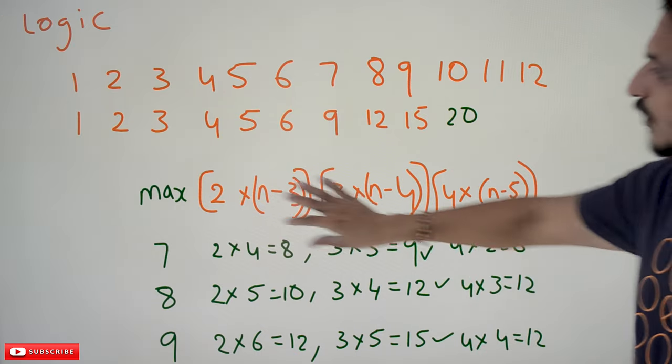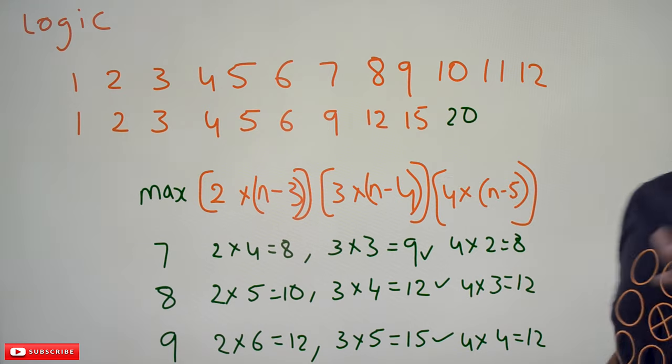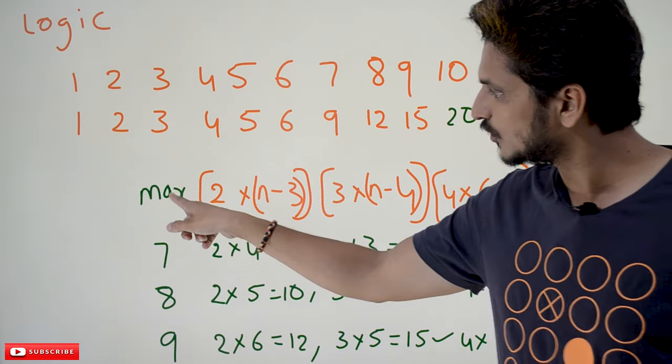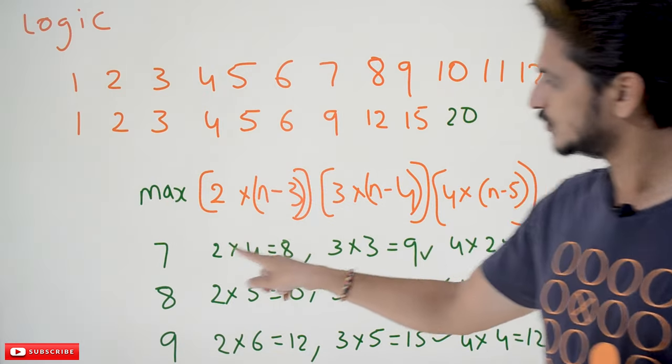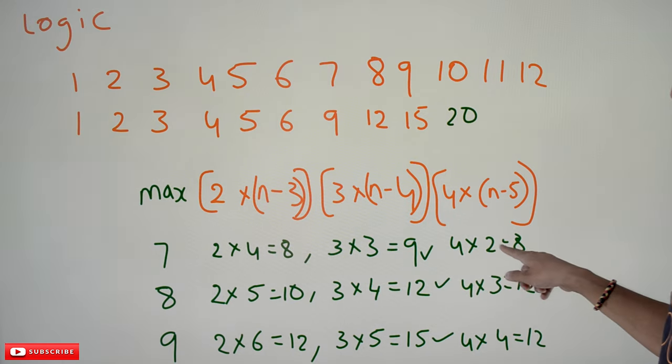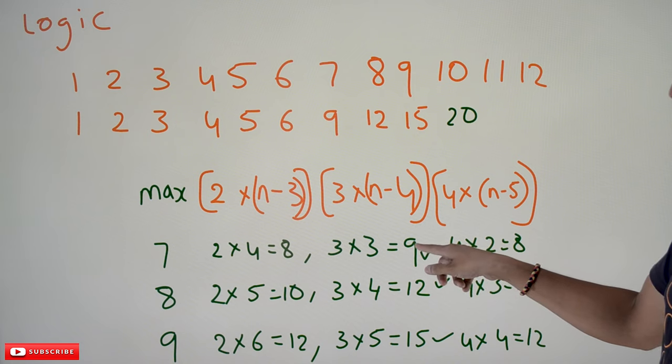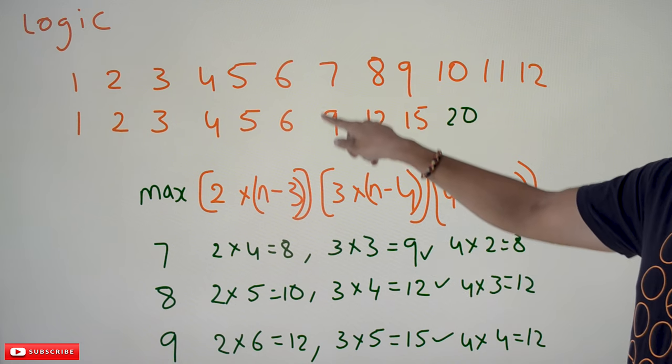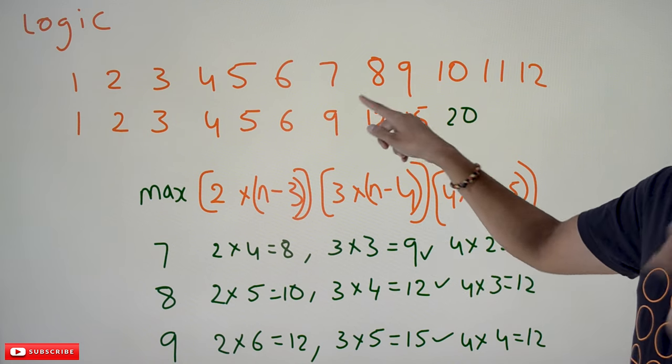Out of these 3 options, which one is the maximum that we are going to select? 2 multiplied by 4, which is 8. 3 multiplied by 3, which is 9. 4 multiplied by 2, which is 8. Which one is maximum? 9. So 9 A's we are going to display at option 7.